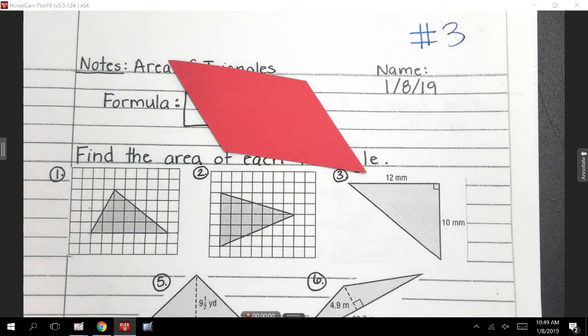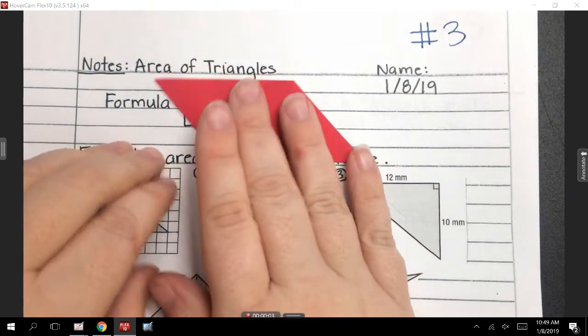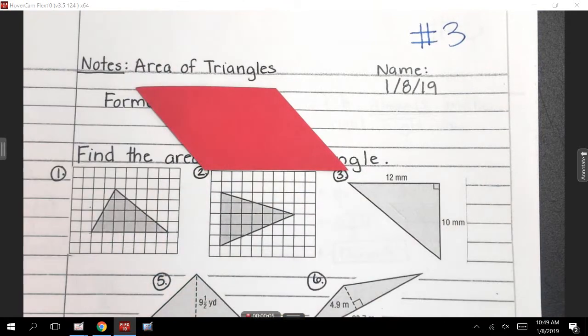All right, so we're talking about area of triangles. This is number 3, and we have just established this is a parallelogram. I'll agree. What is the formula for a parallelogram? Yes, Javon. Area equals base and height. Area equals base times height.